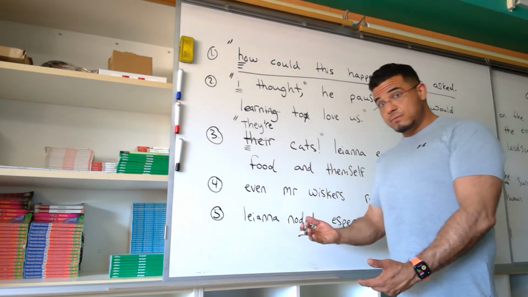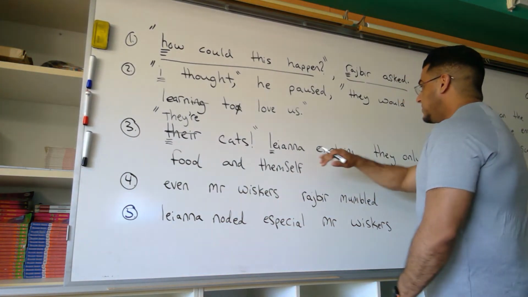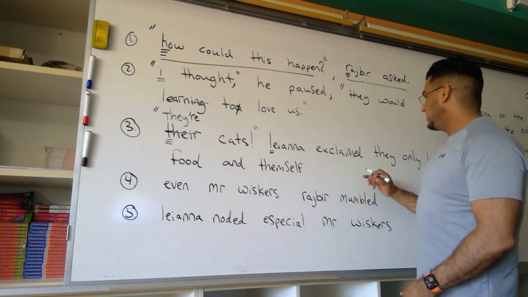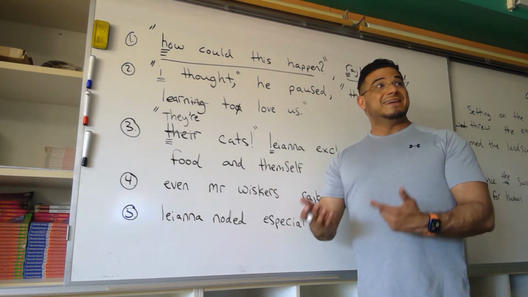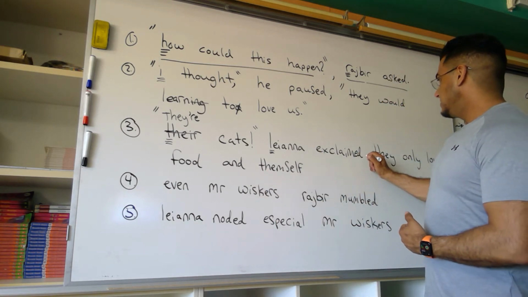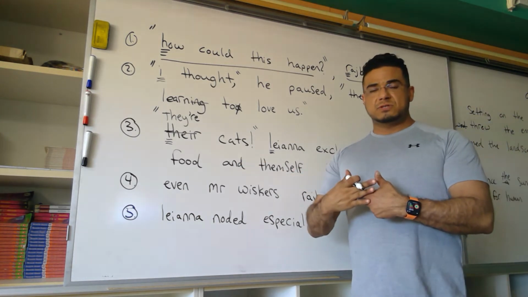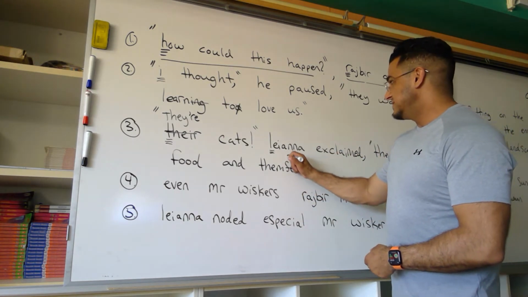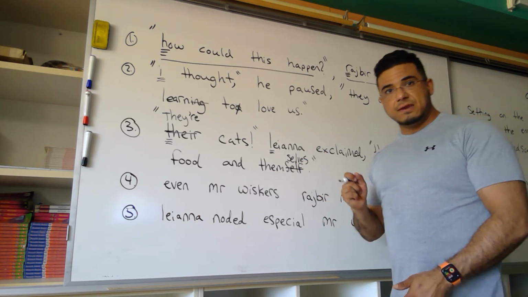Leanna, being a proper noun, requires capitalization. Exclaimed. It happened already, so "-ed," it's a regular verb. They only love food and themselves. Okay, this is a little confusing until you realize, oh, she, being Leanna, is continuing her speech. So Leanna exclaimed, comma, they only love food and themselves. We're talking about a plurality of cats, so "themselves," L-V-E-S, period, and end quotation mark.